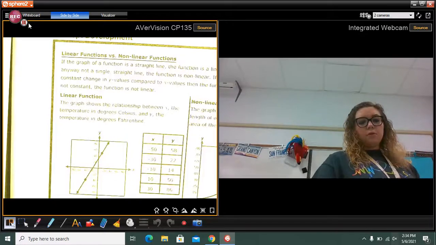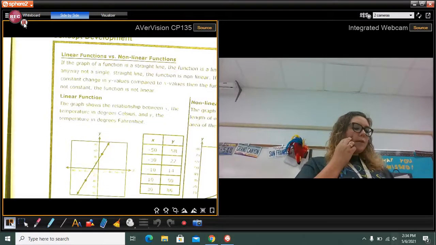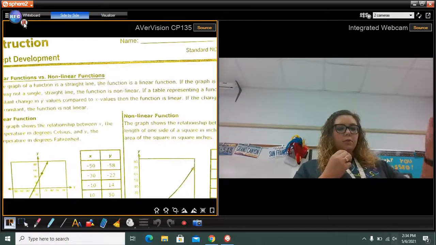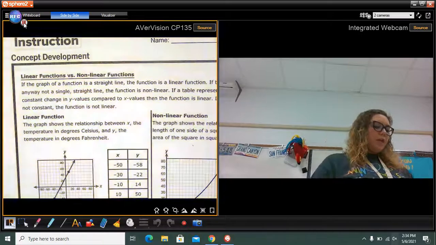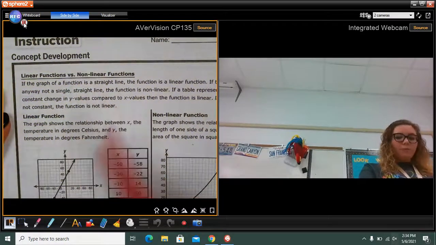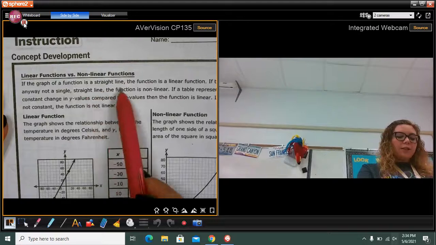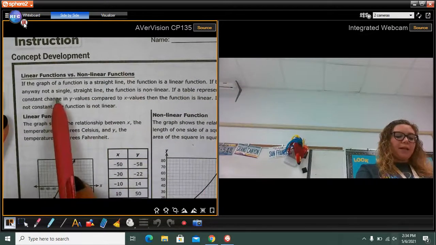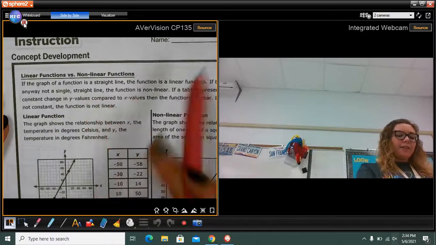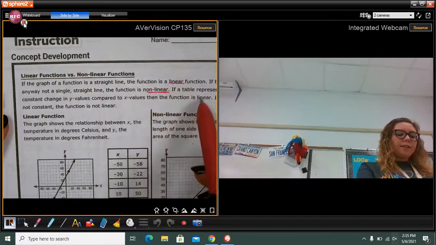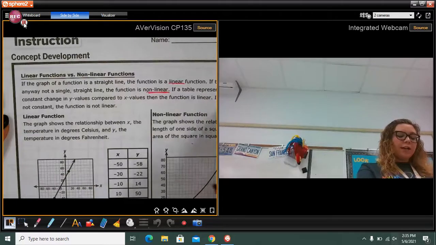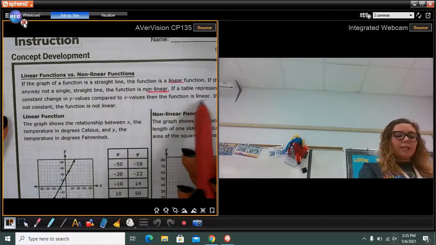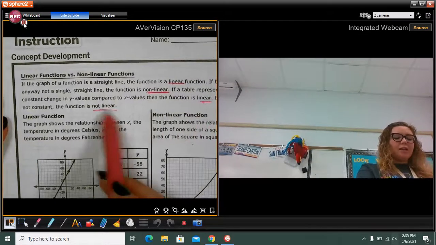Just want to let you know that we have 7. So, if the graph of a function, and we're on page 104, is a straight line, the function is a linear function. If the graph is curved or in any way not a single straight line, the function is non-linear. If a table representing a function shows a constant change in y values compared to x values, then the function is linear. If it does not, it is not linear.